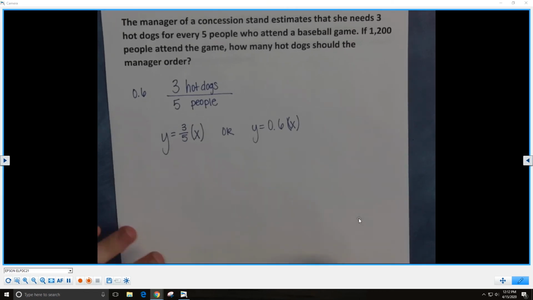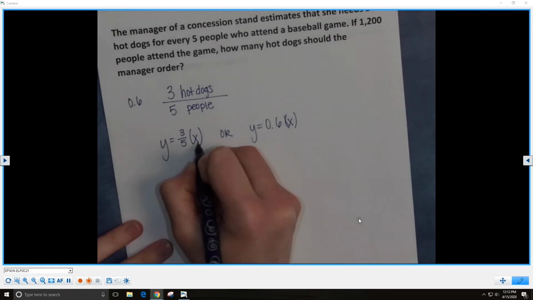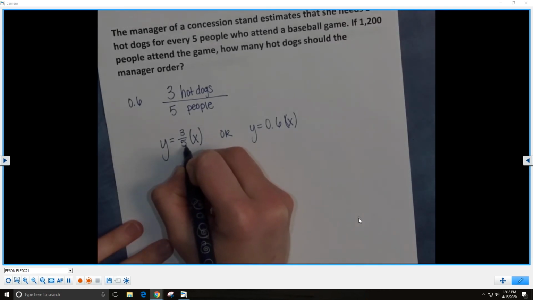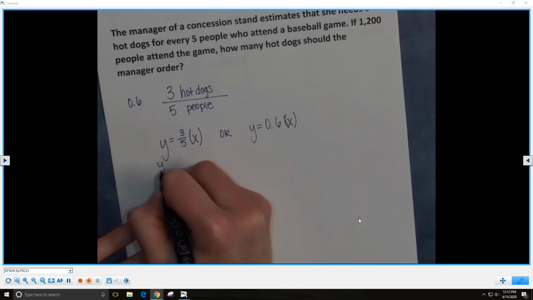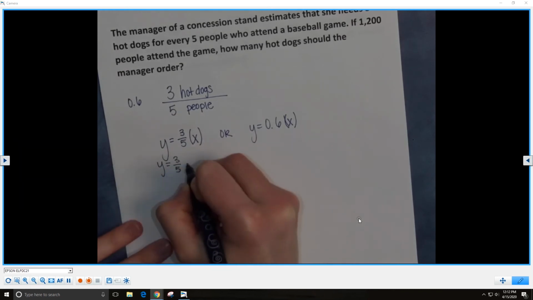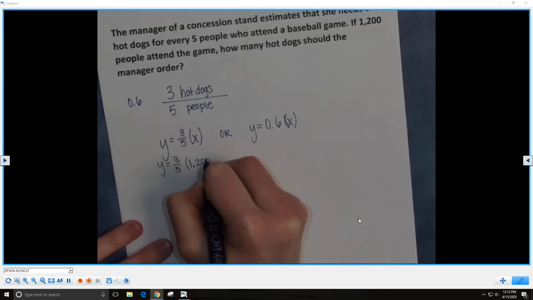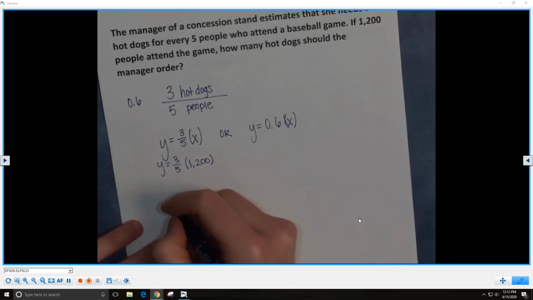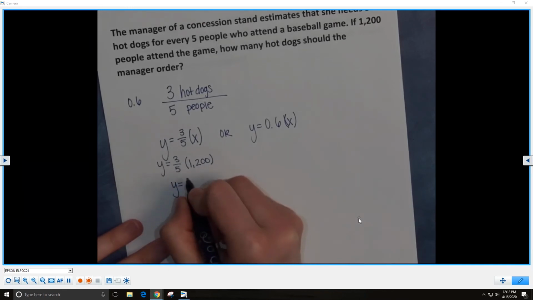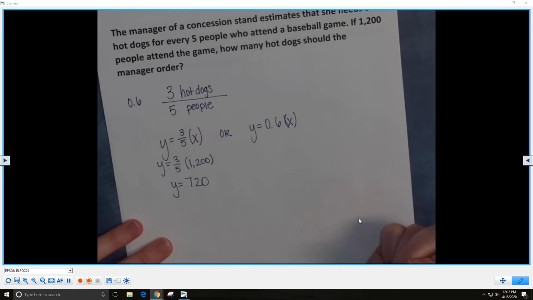Okay, so we're using this equation y equals 3/5 x, where 3/5 is our constant of proportionality, and x is the number of people that are attending. So I'm going to substitute 1,200 in place of x because there are 1,200 people attending the game. Once we've simplified and done our multiplication, y equals 720. So if 1,200 people attend, the manager needs 720 hot dogs.